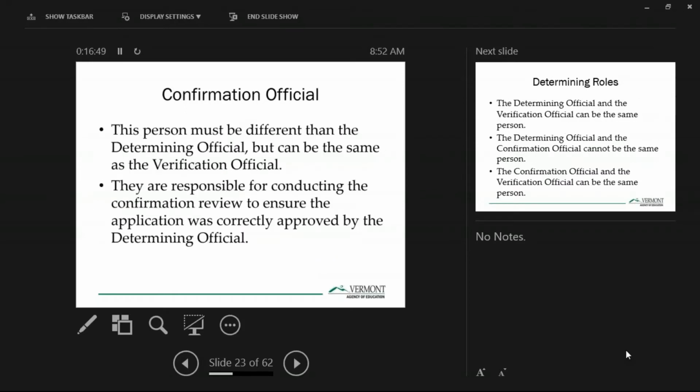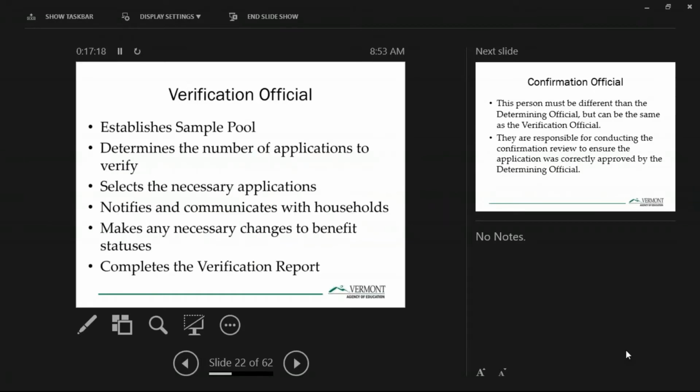I'm just going to skip this. I apologize. The confirmation official must be a person that is different than the determining official, and they are the ones that are responsible for making sure that the application was approved correctly for free reduced price meals prior to household notification during the verification process. So they're a second set of eyes saying, yep, this was approved correctly, or, no, there was human error and this wasn't done right. The verification official is the person that is responsible for the verification process.